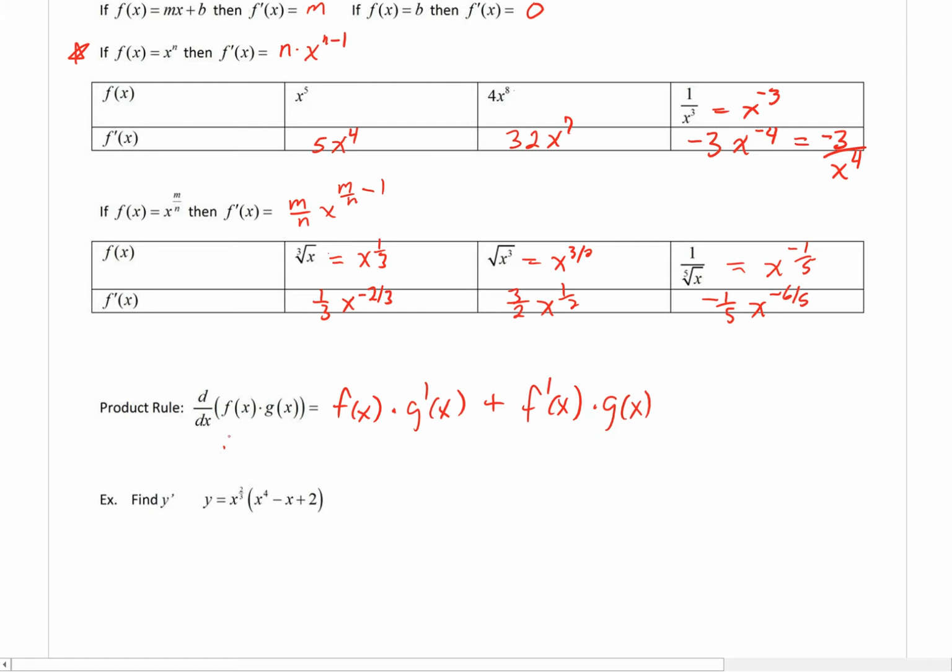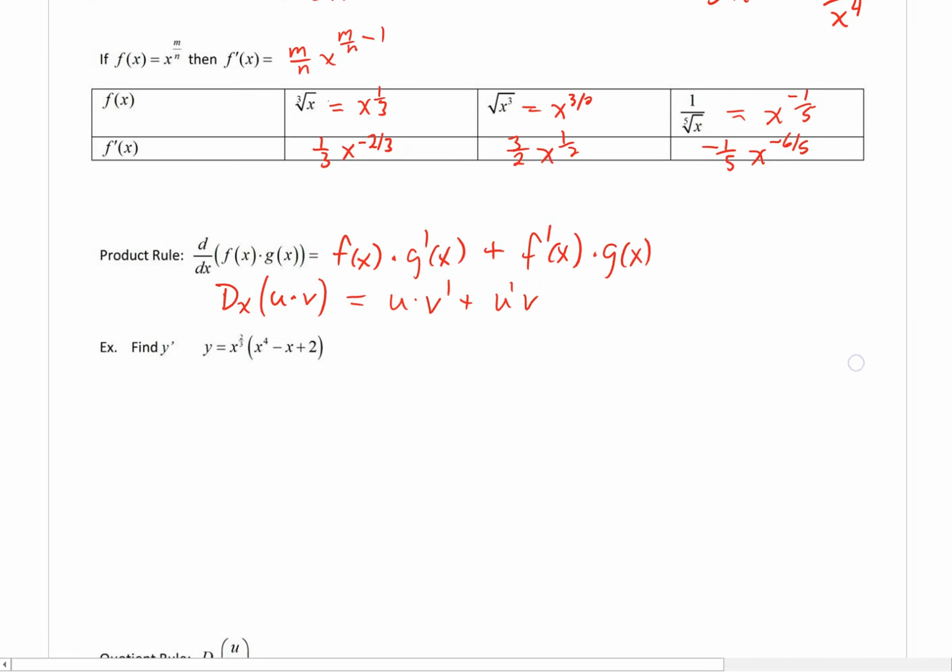Very often, by the way, I'm going to show another way to write a derivative, capital D sub x. That's saying take the derivative of whatever you have with respect to x. Let's say that you have two functions, u and v. That would be u v prime plus u prime v. So what we're asked to do here is essentially take our derivative. Here is our u, here is our v.